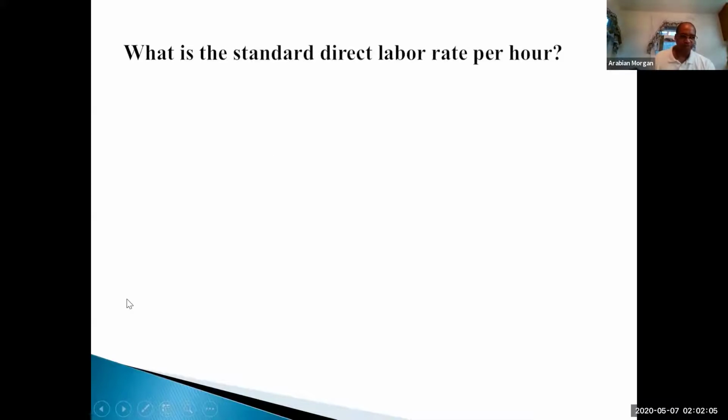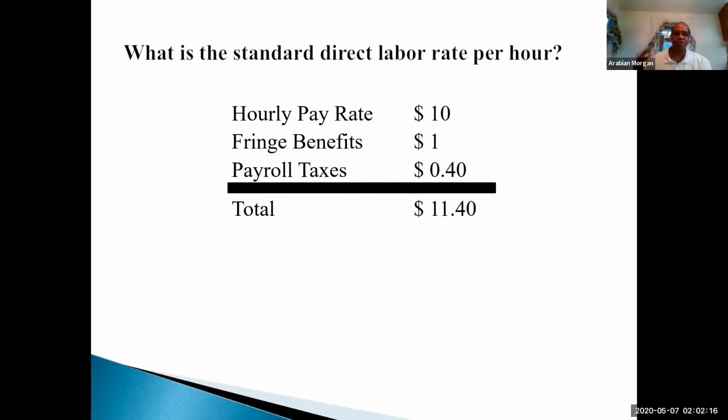All right. So let's look at number 4. What is the standard direct labor rate per hour? So here it's more than just their hourly pay. It includes all their fringe benefits plus payroll taxes. So here the total is a combination of these 3 elements totaling to $11.40 per hour. This is the standard direct labor rate per hour.